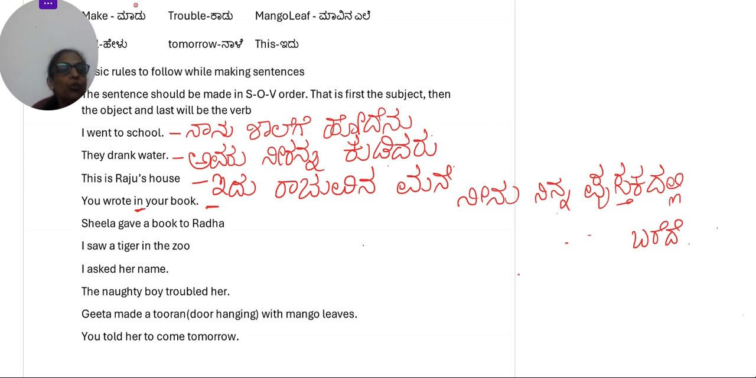Okay. Now next sentence. Sheila gave a book to Radha. Okay. Now Sheila is a subject. So we will write that now. Sheila. Then book is the object. Pustaka. And she gave it to Radha. Right? So to Radha. So Radha we will write first. And gave. Okay. So the verb is kodu.